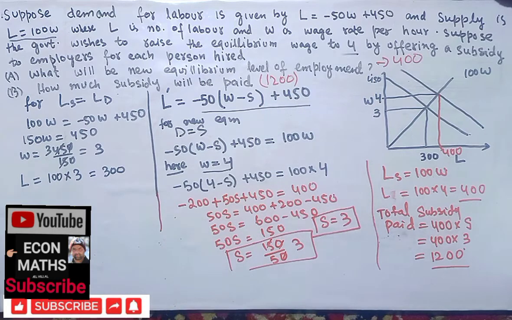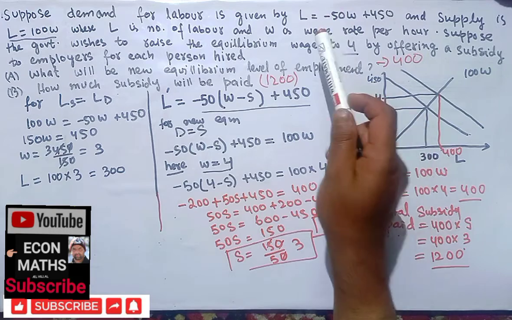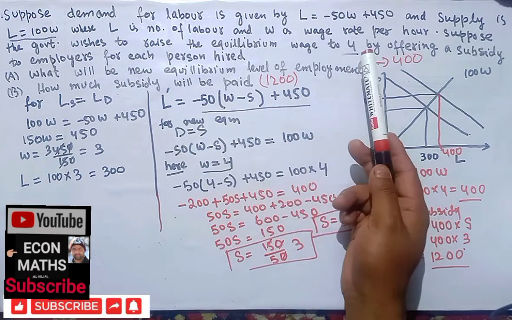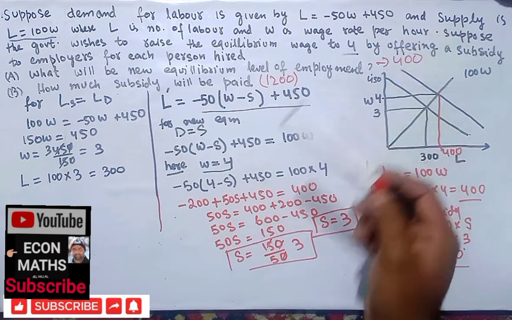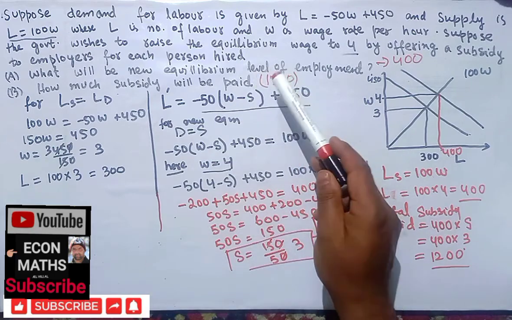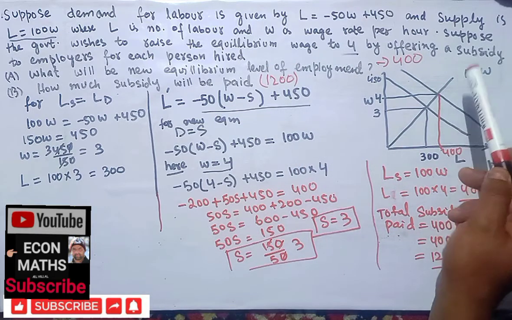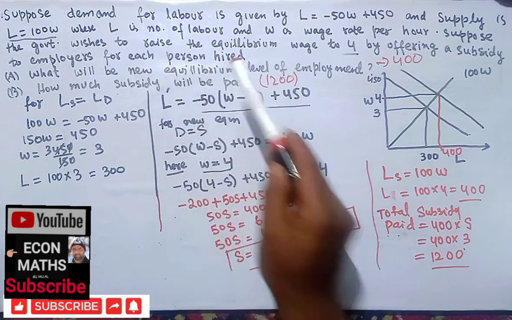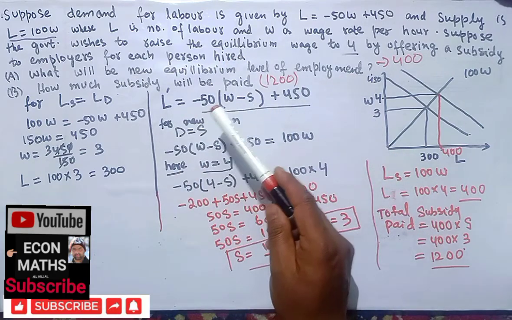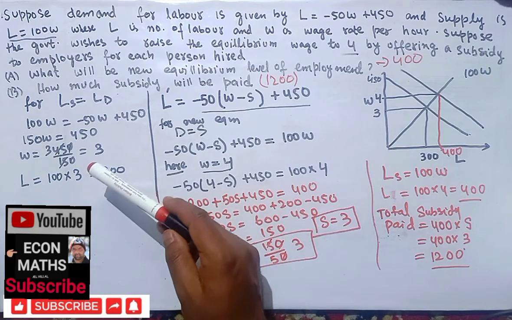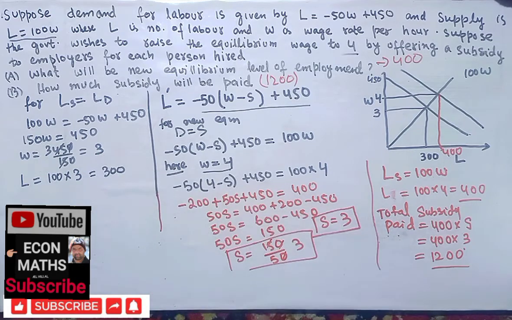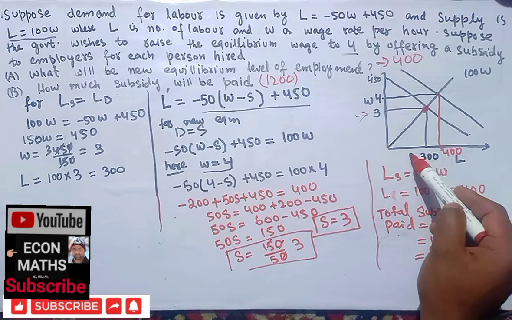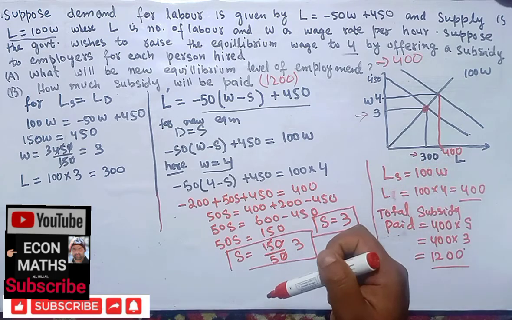I hope I make myself clear, so I will repeat here. We were given the labor demand and supply functions, and we were told if the government wants to raise the equilibrium wage rate to 4 by offering a subsidy to employers for each person hired, then what will be the new equilibrium level of employment and how much subsidy will be paid? So first we solve for the old equilibrium. What is the equilibrium wage rate? It is 3, and the equilibrium number of laborers employed is 300.